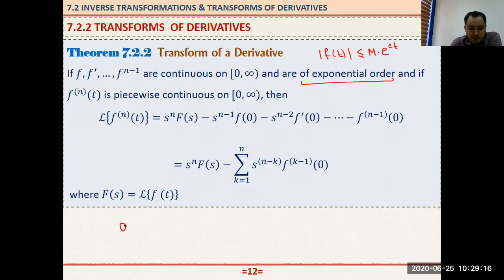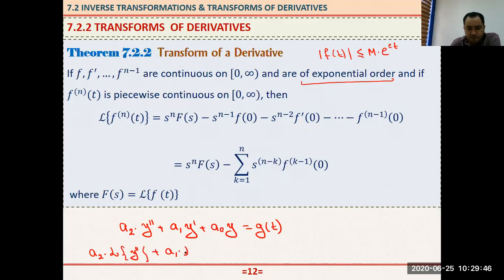Because after all, why are we learning this? To be able to solve equations, for example the second order linear equation a sub 2 y double prime plus a sub 1 y prime plus a sub 0 y is equal to, on the right hand side, let's say some function g of t, right? So now if I take the Laplace transform of both sides, I will have a sub 2 times the Laplace transform of y double prime, plus a sub 1 times the Laplace transform of y prime, and plus a sub 0 times the Laplace transform of y.